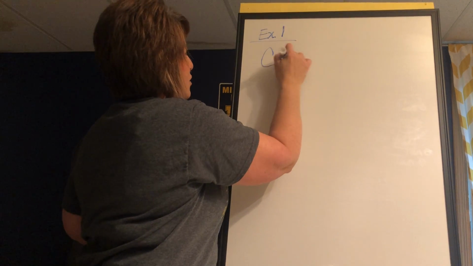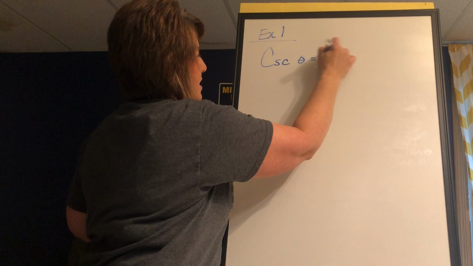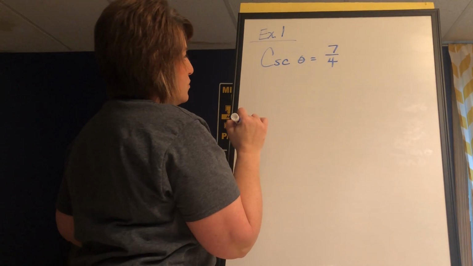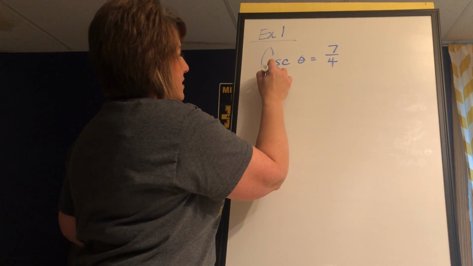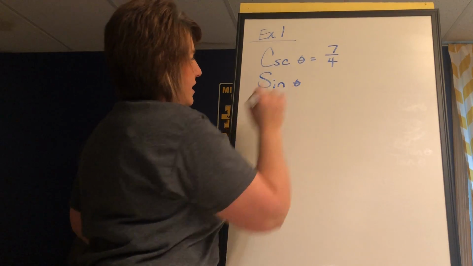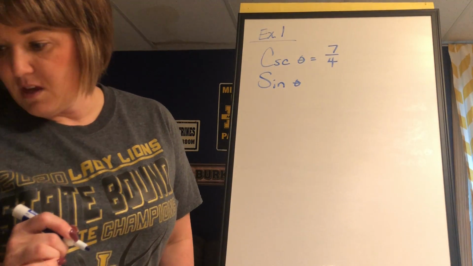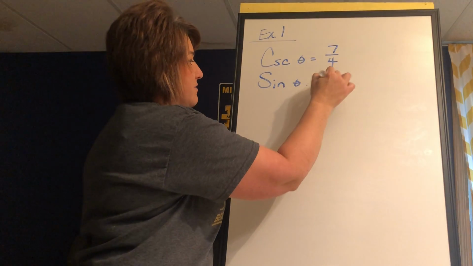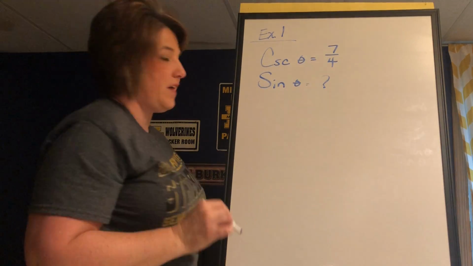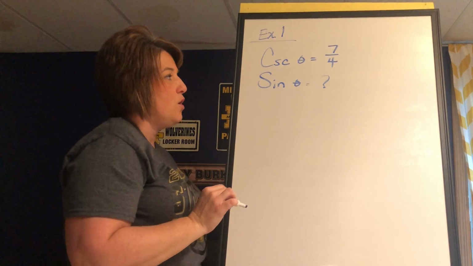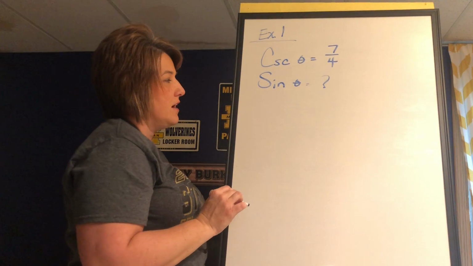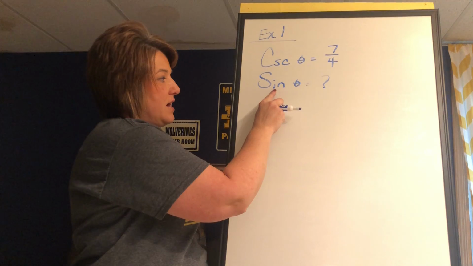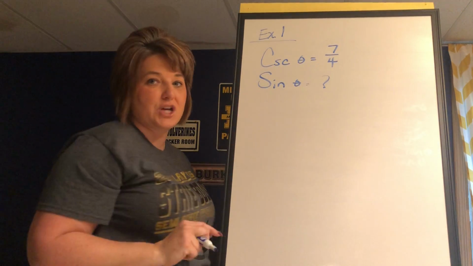Let's say that the cosecant of theta is equal to 7 over 4, and we want to find the sine of theta. And this is the only information that we're given. We want to find the sine of theta. And we want to do this without knowing what theta is. We don't know what that angle is. We can do that because we have an identity that is for sine, and it involves the cosecant.